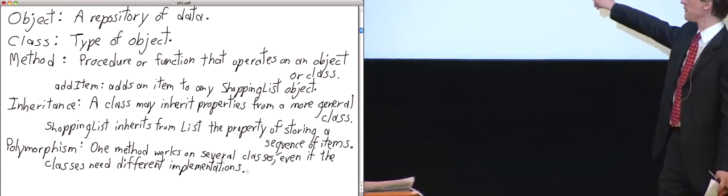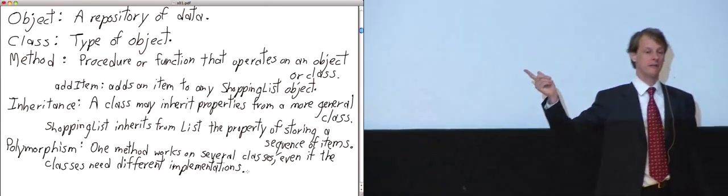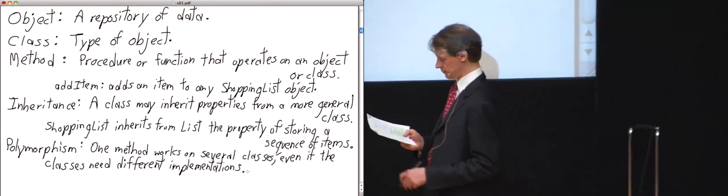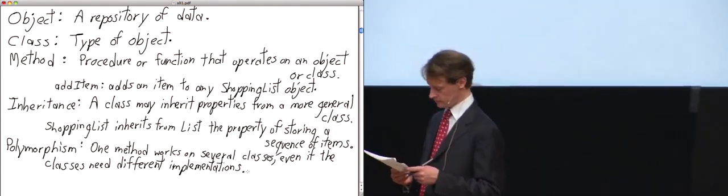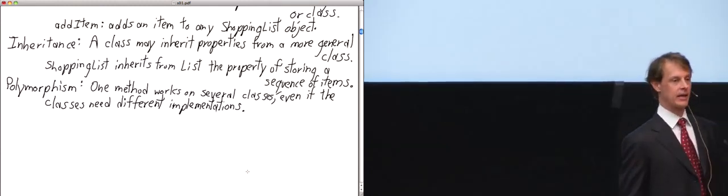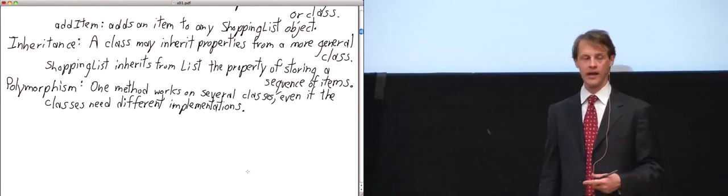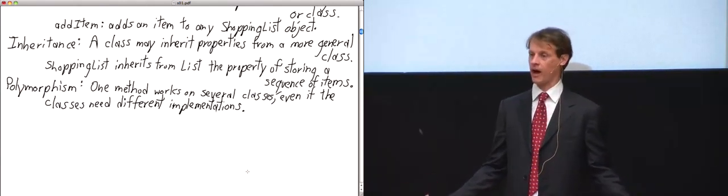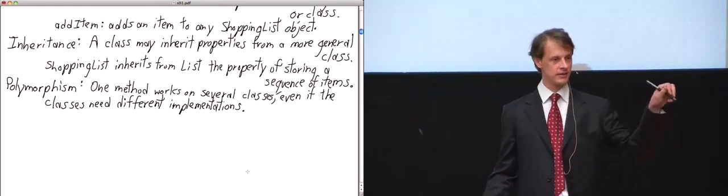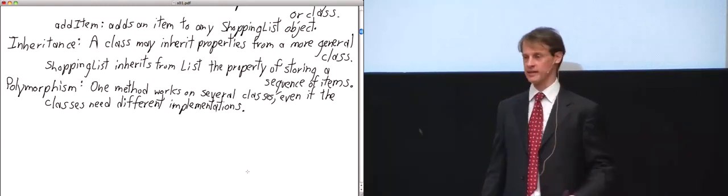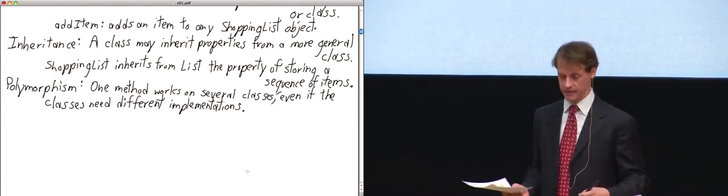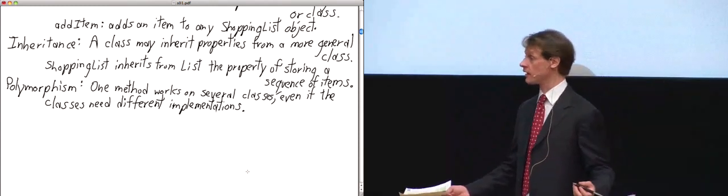Okay, I wrote in a twist here. This is true even if the classes need different implementations of that method. And to give you an example, think about the add item method. It adds an item to a list. Well, adding an item to a shopping list is very different than adding an item to a shopping cart. You need a very different implementation to put beans on your shopping list than to actually add a can of beans into your shopping cart. But you could have one add item method that does both. It's just it operates differently on different classes.